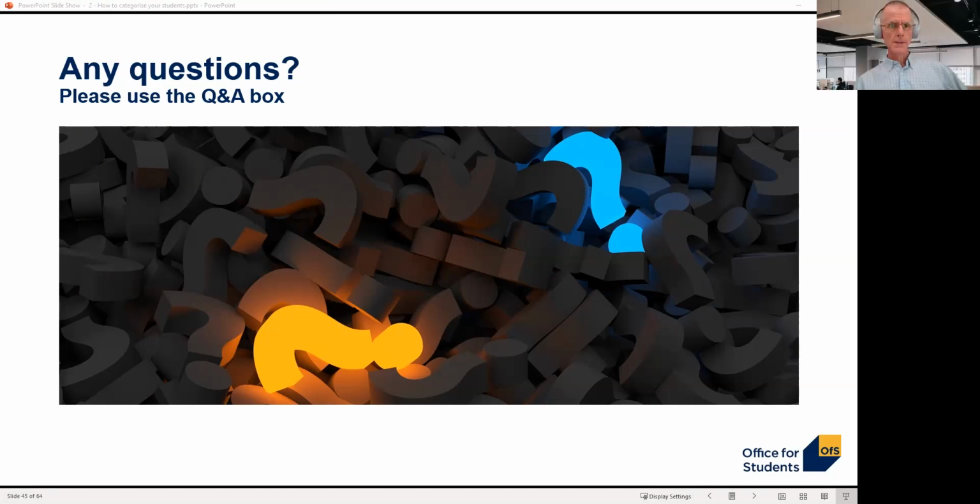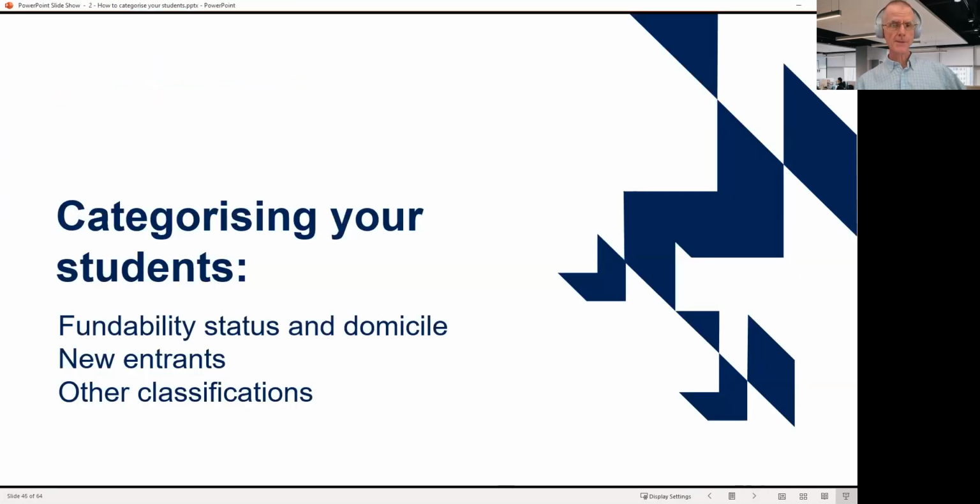Okay, thank you, Ross. And so we can press on, though we're on the last couple of laps now. So let's move on to see what we've got left. We need to look at these things in order to get to the end of the list of classifications. We're going to talk now about fundability, status, and domicile. We're going to briefly consider new entrants and the other classifications that we've got.